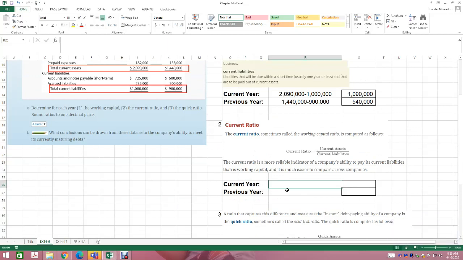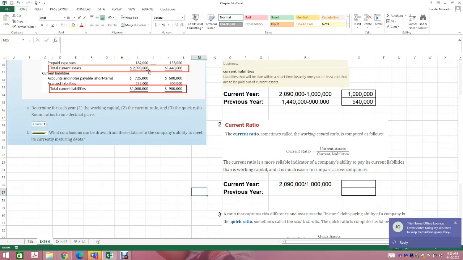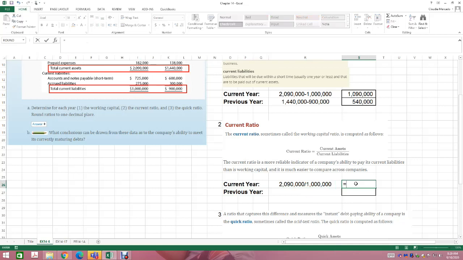So we're going to be doing the $2,090,000 divided by the $1 million. You're going to get the same factors: current assets of $2,090,000 divided by current liabilities of $1 million. Let's see what that gives us. That gives me 2.09. Now, be very careful here. It says round ratios to 1 decimal place. So we have to look at that second digit. That's a 9, so I'm going to round it up to 2.1.